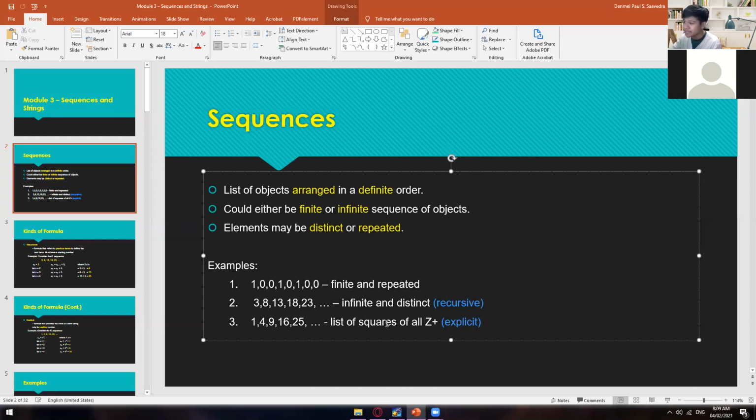Here it says, list of squares of all Z plus. Z plus are the positive integers, where you start with 1 onwards: 1, 2, 3, 4, 5, up to infinity. And then just square it. So 1 squared, 2 squared, 3 squared, 4 squared, 5 squared, and so on and so forth. From there, you don't need to know the elements of the first, second, third. All you need to know is the formula, which is this one. That is why it's called explicit.